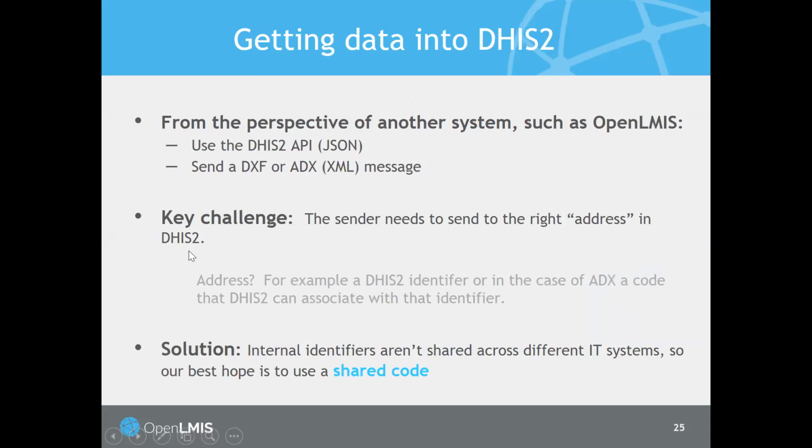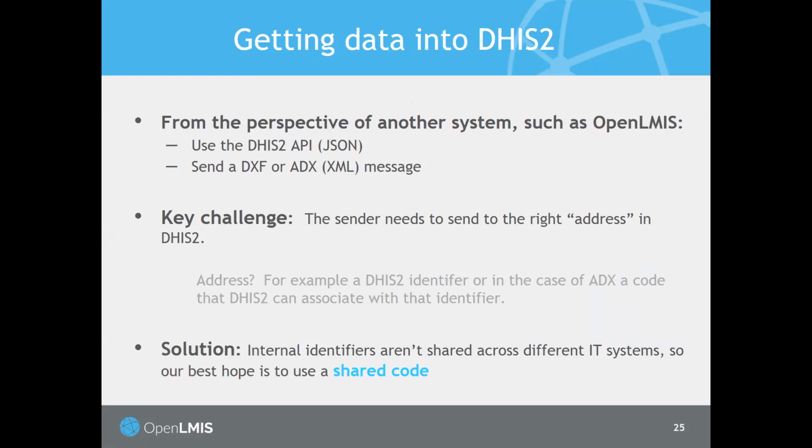And now we're going to start talking about how we, as OpenLMIS in version 3.6, start getting data to DHIS2 from the supply chain domain. From the perspective of another system such as OpenLMIS, there are two ways to get data into DHIS2. One is to use the DHIS2 API. The other is to send an XML-based message, such as DXF or ADX, to DHIS2.